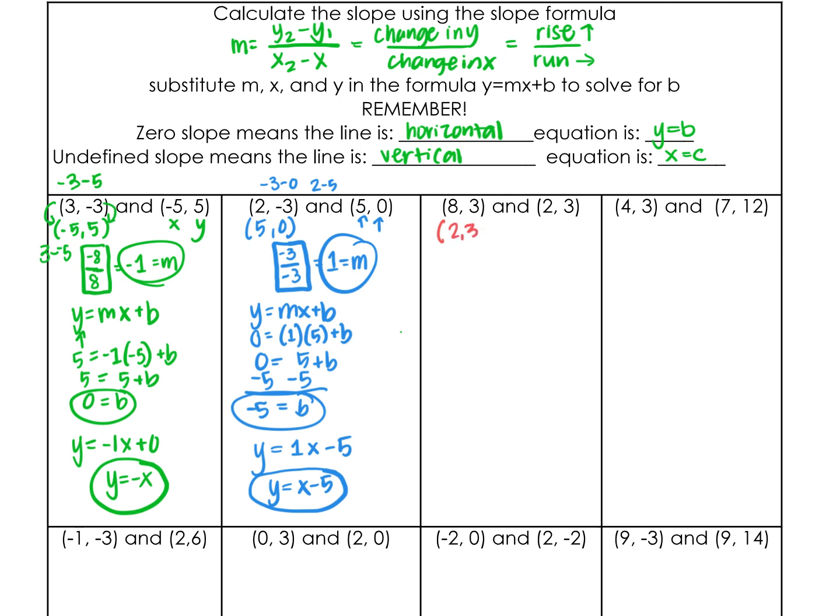So again, I'm going to stack my points. I subtract 3 from 3, and I get just 0. 8 minus 2 gives me 6. So my slope is 0. That tells me I'm going to go straight to my equation. So I have y equals, and I notice both of my y values are 3. So I'm done with my equation.